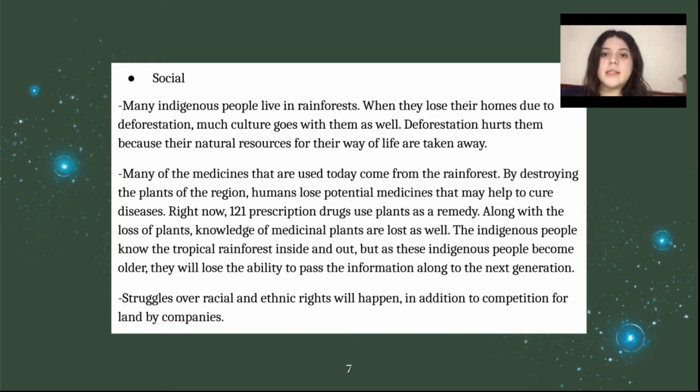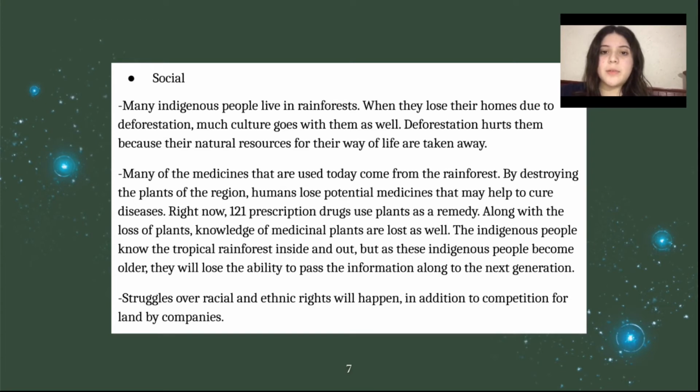Many of the medicines that are used today come from the rainforest. By destroying the plants of the region, humans lose potential medicines that may help to cure diseases. Right now, 121 prescription drugs use plants as a remedy. Along with the loss of plants, knowledge of medical plants is lost as well.